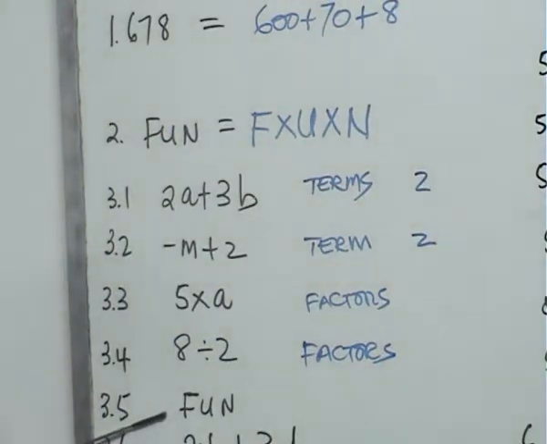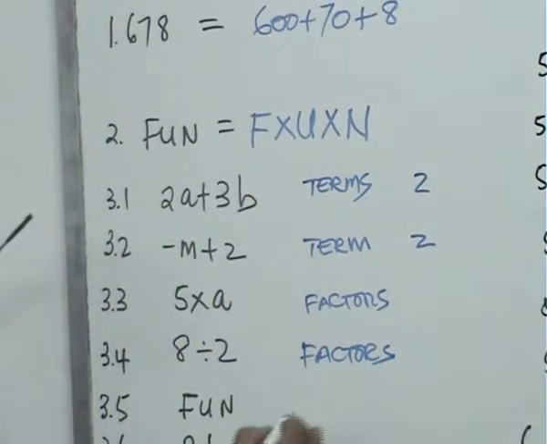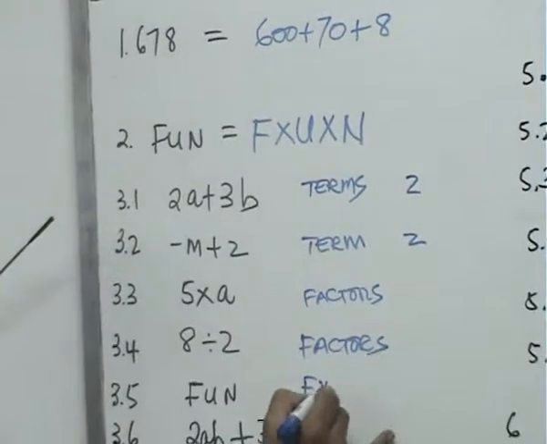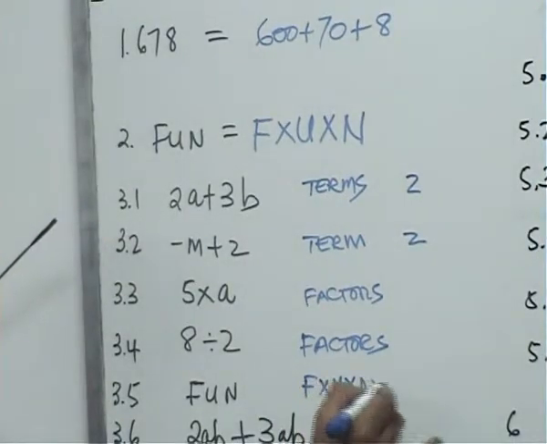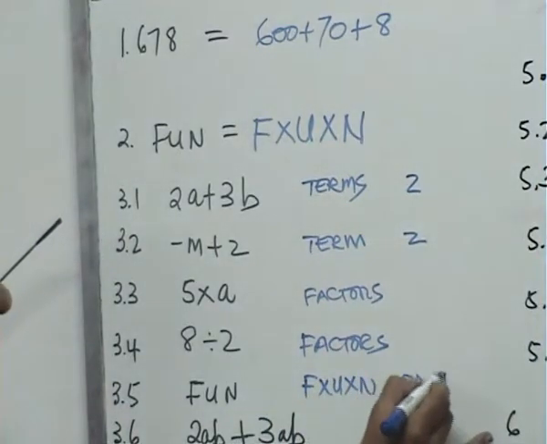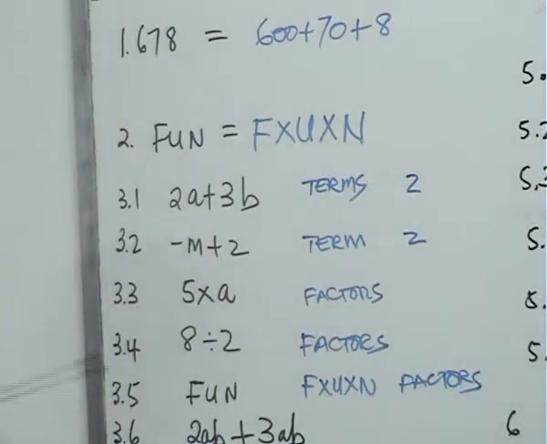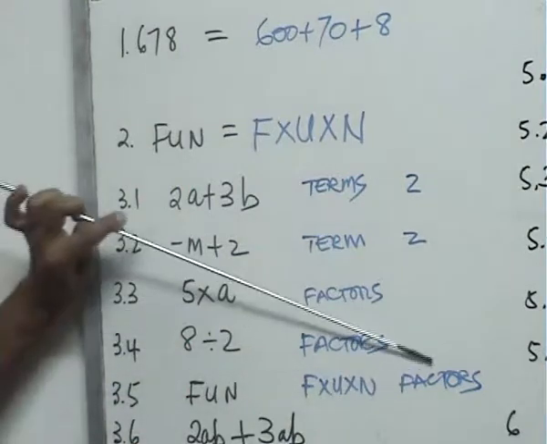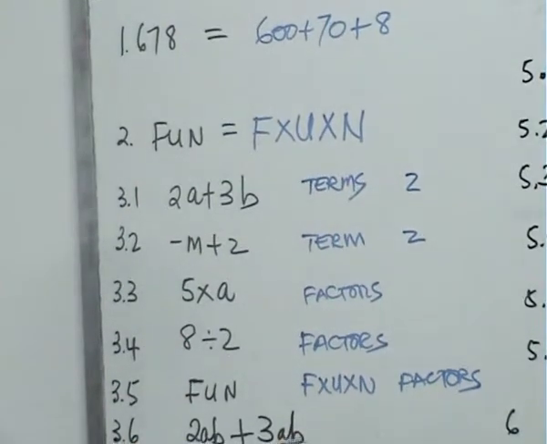Now the word F-U-N. Well, F-U-N is really F times U times N, and therefore these are factors. You see, you cannot see any signs over here. Well, you put the signs in yourself and then give the answer. And the next one is clear.